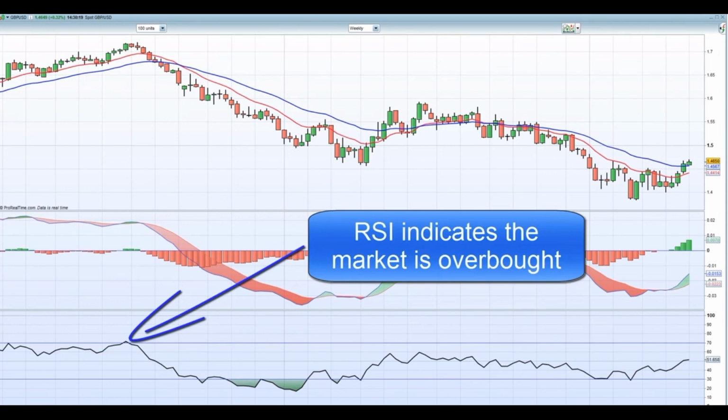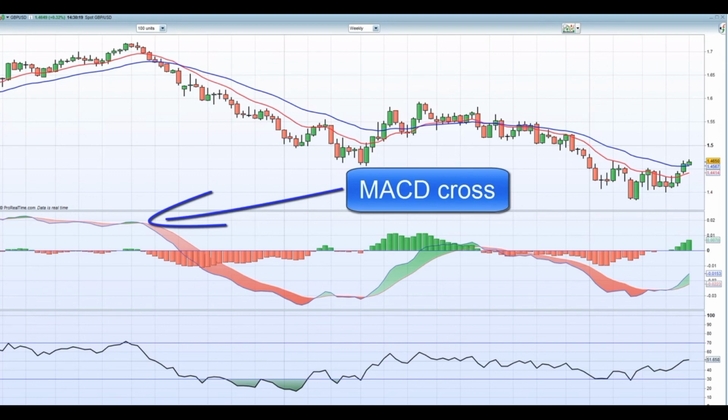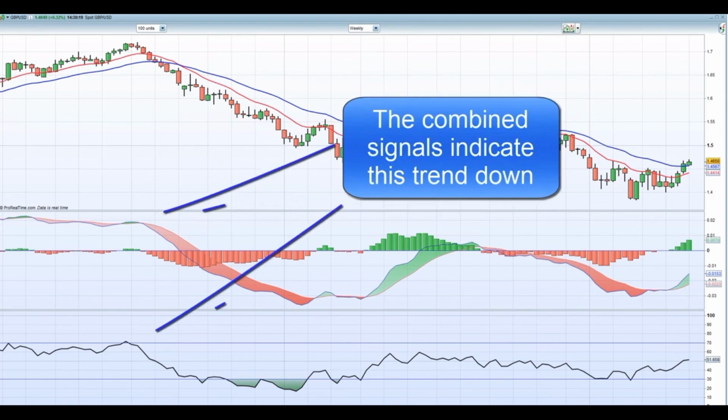However, we want to help filter out false signals on the RSI, so we also look at the MACD to give us confluence. We can see it is indicating the momentum has come out of the market, as far as the market rallying or going up is concerned, and we have an MACD cross here. A signal to enter this short trade could be waiting for the RSI to come back out of the overbought and also waiting for the MACD cross. We can see that those combined signals are an indication that captures this trend.